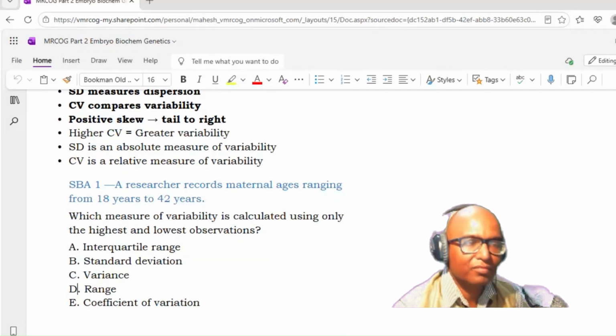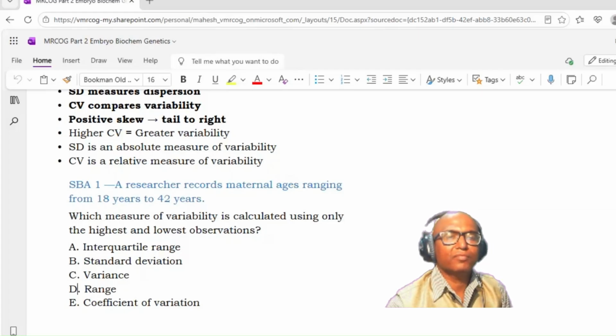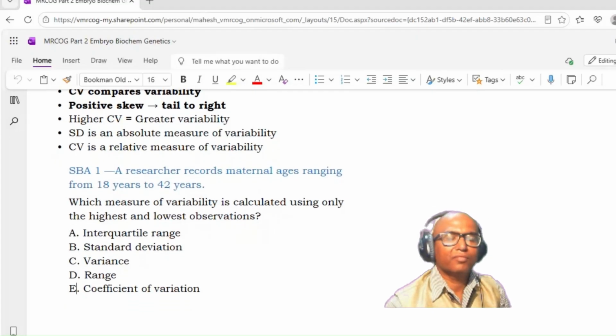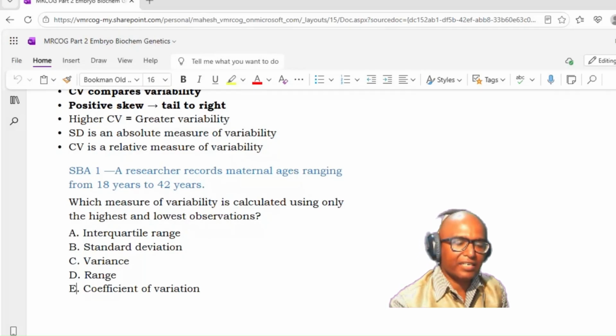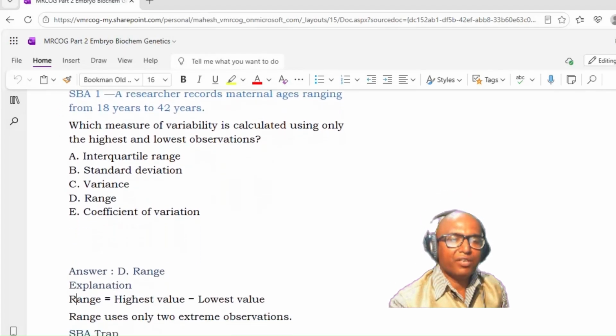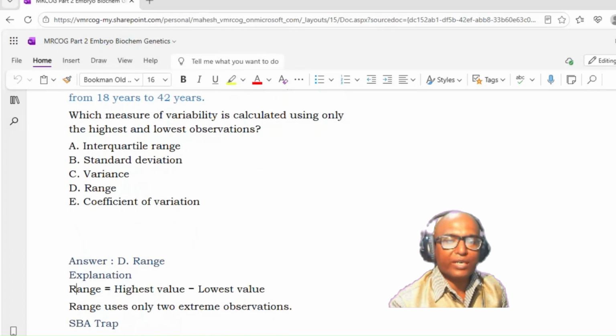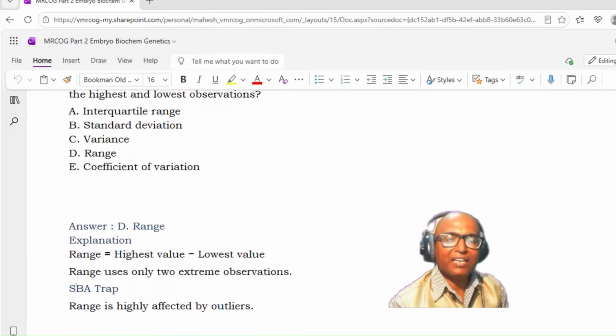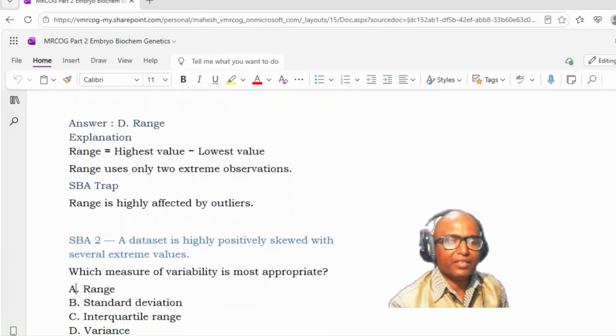Yes, sir. A researcher records maternal ages ranging from 18 years to 42 years. Which measure of variability is calculated using only the highest and lowest observation? Interquartile range, standard deviation, variance, range, coefficient of variation. Sir, option D, range. Highest minus lowest will give you the range. Range uses only two extreme observations, so range is highly affected by the outliers. Okay. Next.